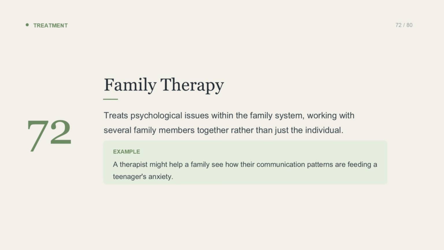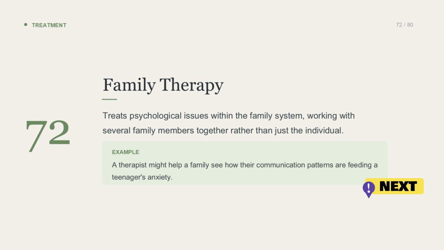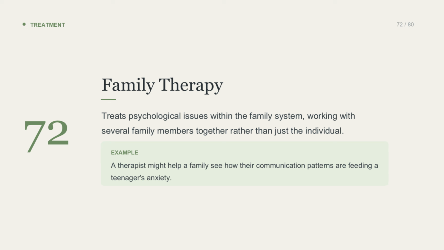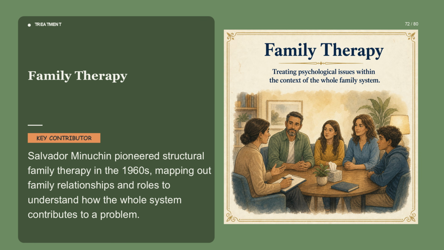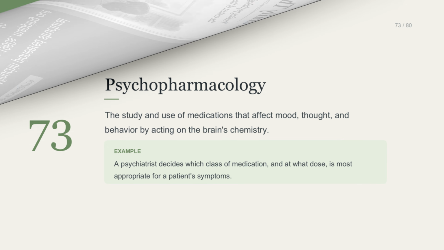72. Family therapy. Family therapy treats psychological issues within the context of the family system, working with multiple family members together rather than just the individual. For example, a family therapist might help a family understand how their communication patterns are contributing to a teenager's anxiety.